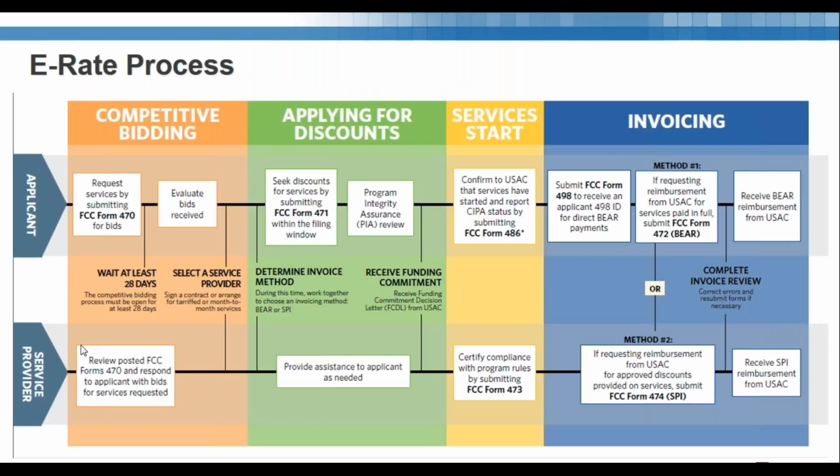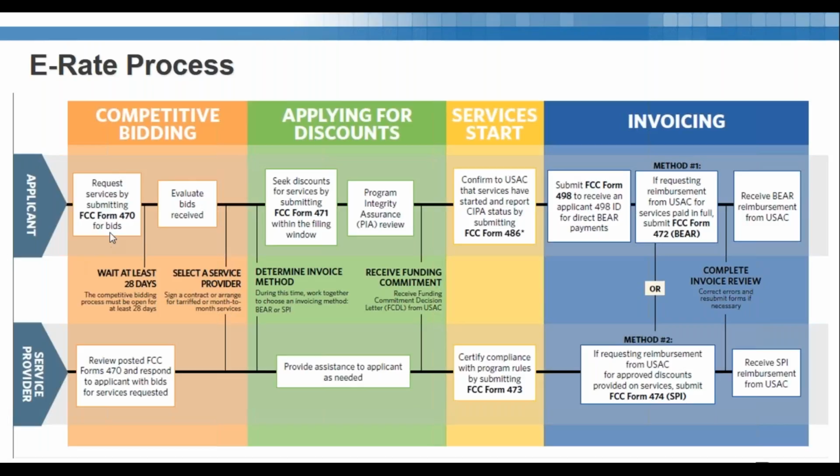All right, let's go over the E-rate process a little bit. I'm going to keep this pretty high level, and we'll go into some detail as we move further along. The top row here is the applicant process, so that's the school district or consortia or library. And the bottom row is the service provider, which is the contractor, installer, or what we typically call a service provider. So the first step in the E-rate process is the competitive bidding process. The applicant has to submit FCC Form 470, which is their request for bids.